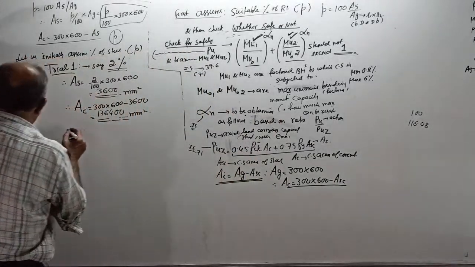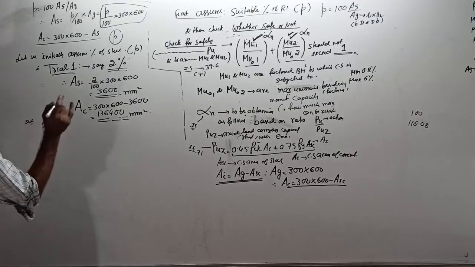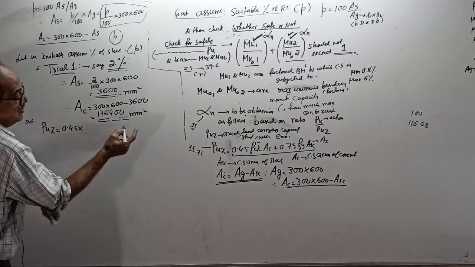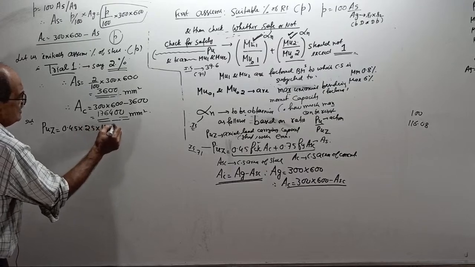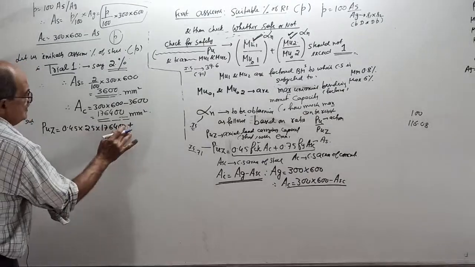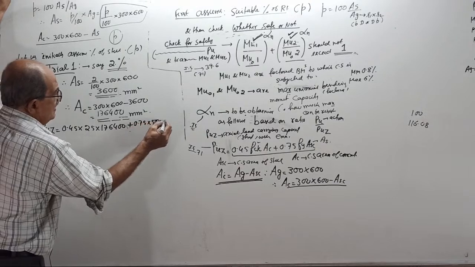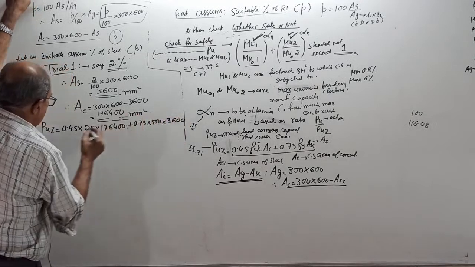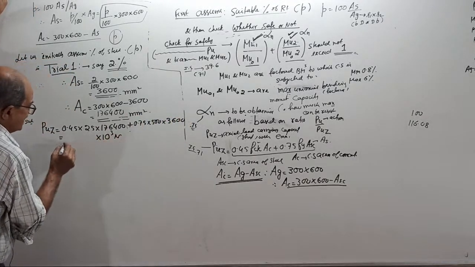Okay. Yes. Substituting, tell me what is PUZ. PUZ is 0.45 into fck, which is 25, into area of concrete 176400, plus 0.75 fy, which is 500, into area of steel 3600. This will give you PUZ in 10 to the power 3 Newton. Answer fast.